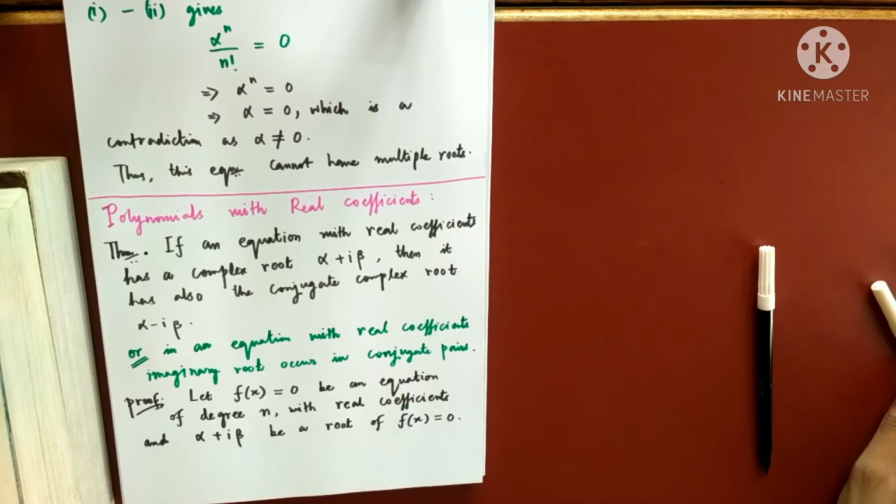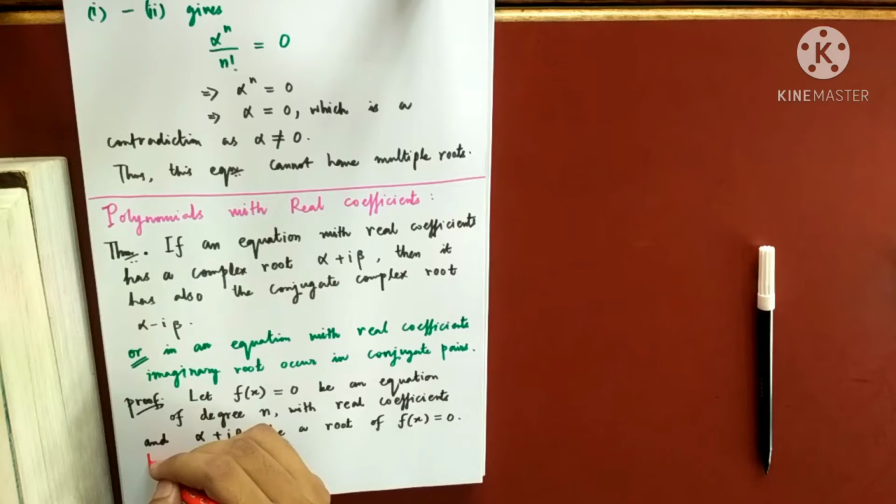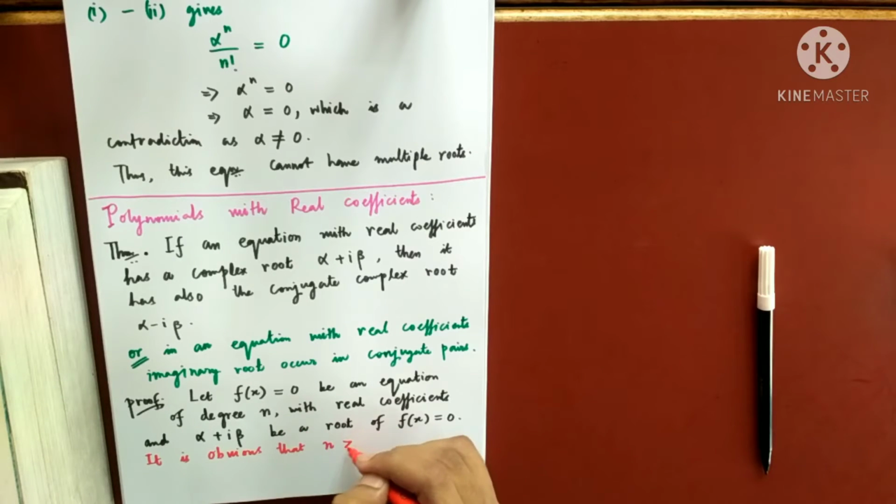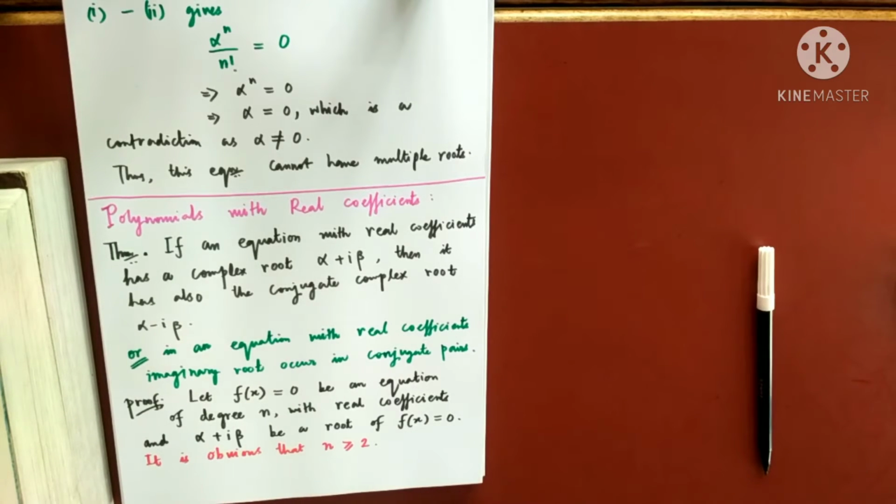Now they are writing one thing. It is obvious, and you will tell me why it is obvious, that n is greater than or equal to 2. They have written this line in the proof that it is obvious that the degree is greater than or equal to 2. Why? That is my question. Why is it so obvious that this degree should be at least 2, it cannot be 1? Why can this degree not be 1?